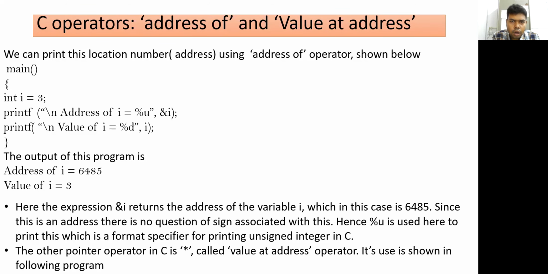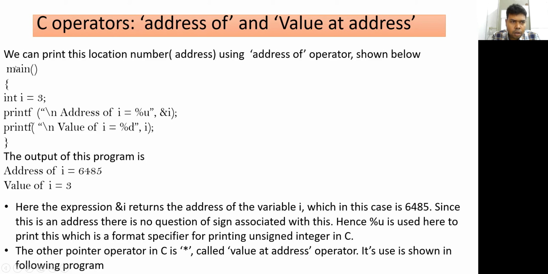Now, to write a pointer in C programs, we have to know some syntax. To know the syntax of writing a pointer, we have to know about 2 operators, that is the address of operator and the value at address operator. So what is the address of operator? Let us see.